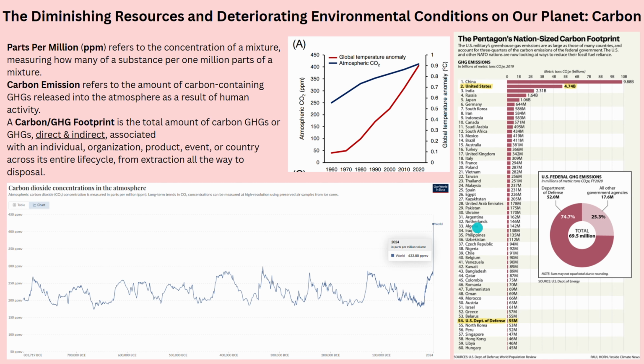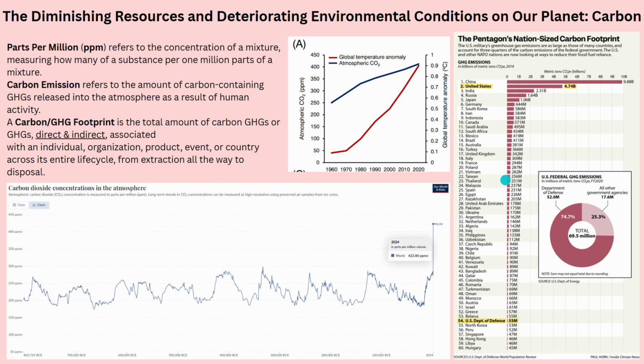US carbon emissions. In this figure here, we can see the top 60 highest carbon emitting countries in 2019. And carbon emissions refers to the amount of carbon-containing greenhouse gases released into the atmosphere as a result of human activity. And as we can see, this is measured in metric tons of CO2, and this is in billions of metric tons with a B. And we can see that China is number one, but number two is the US at 4.74 billion.